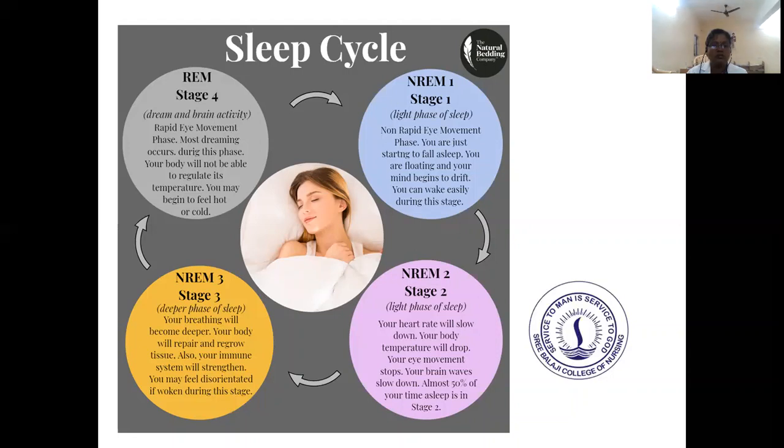Stage 3 is a deeper phase of sleep. Your breathing will become deeper, your body will repair and regrow tissues, and your immune system will strengthen. You may feel disoriented if woken during this stage. Stage 4 is the rapid eye movement phase. Dreaming occurs during this phase. Your body will not be able to regulate its temperature, and you may begin to feel hot. So these are all the stages in a sleep cycle.